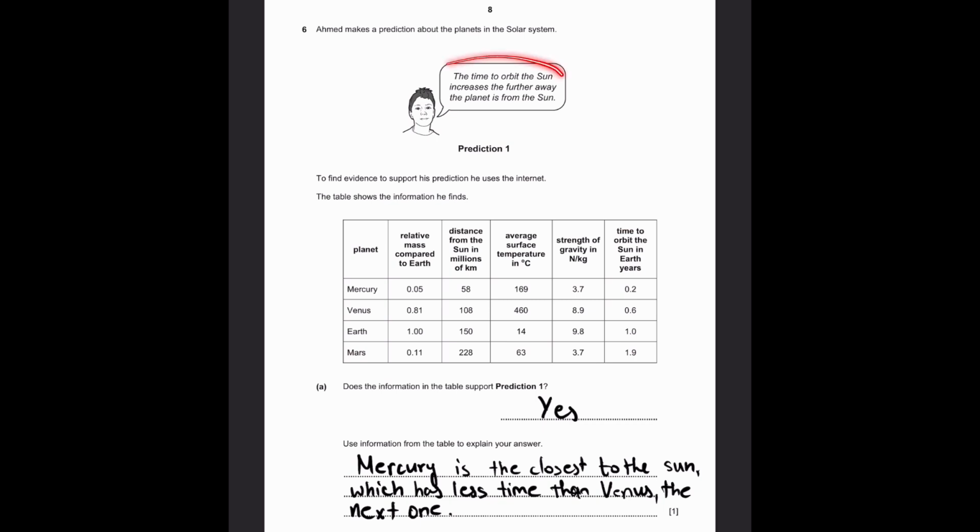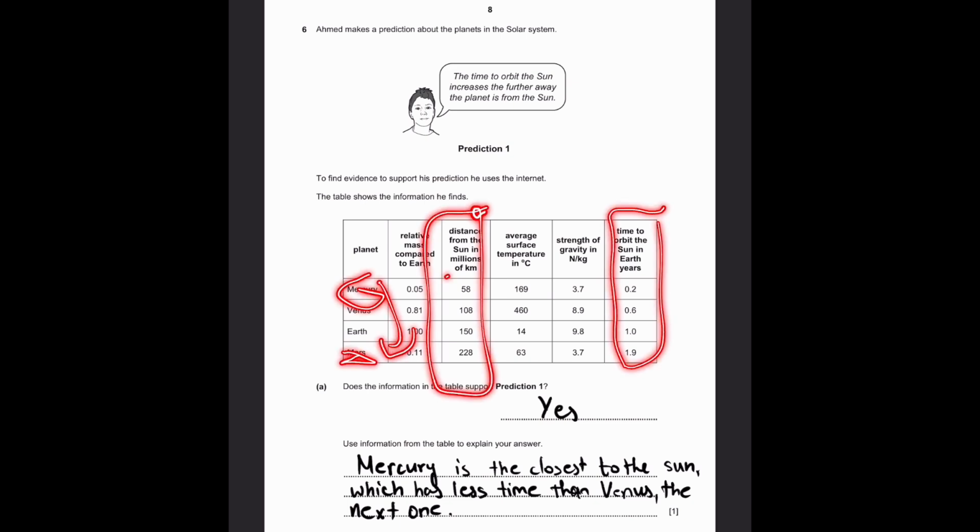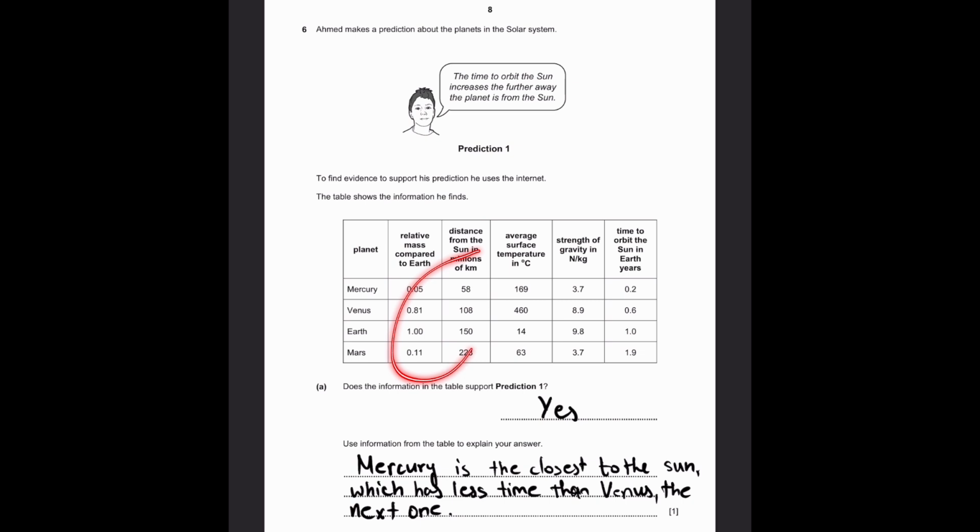Well, the two variables in this prediction are the time to orbit the sun and the planet's distance from the sun, because it's written further away. So: time to orbit the sun, and distance. We can see that from Mercury to Mars, if we go down, the distance increases and the time to orbit the sun also increases. If the planet is further away, the time to orbit the sun also increases, and that's why it's yes. Use information from the table to explain your answer. Mercury is the closest planet to the sun, which has less time taken to orbit the sun than Venus, which is the next planet. That's the answer.